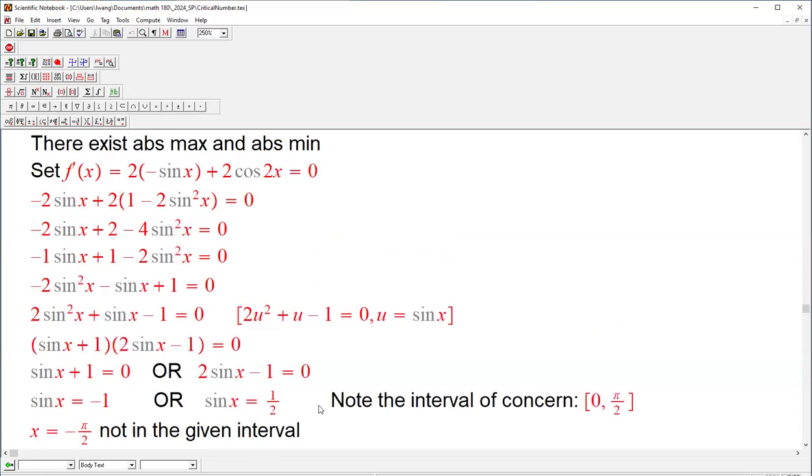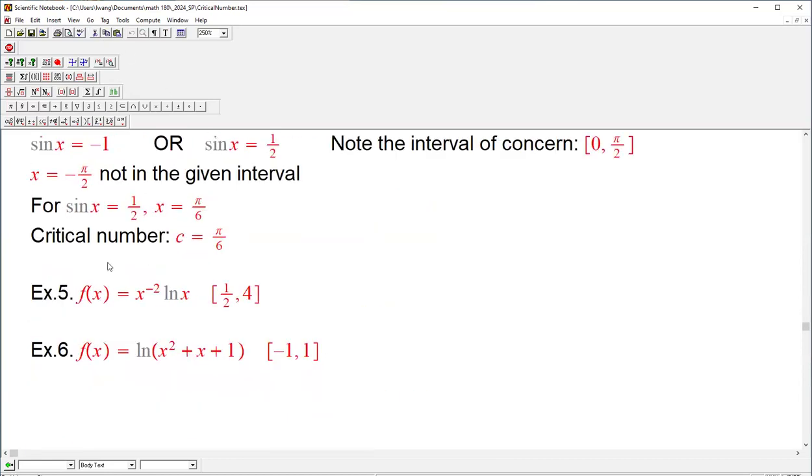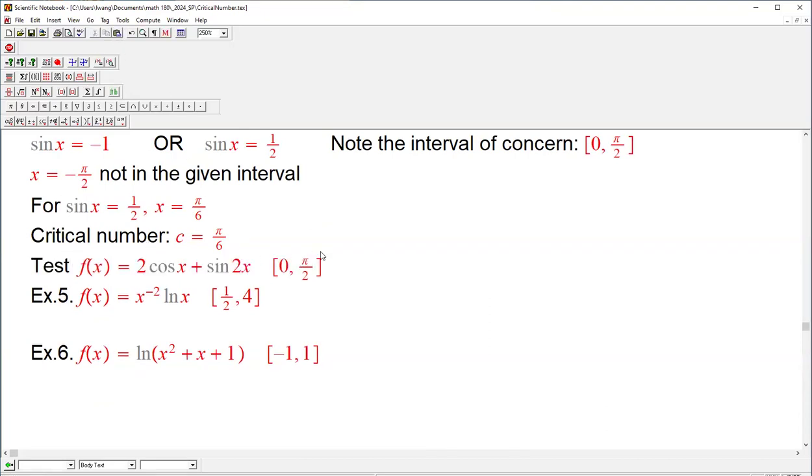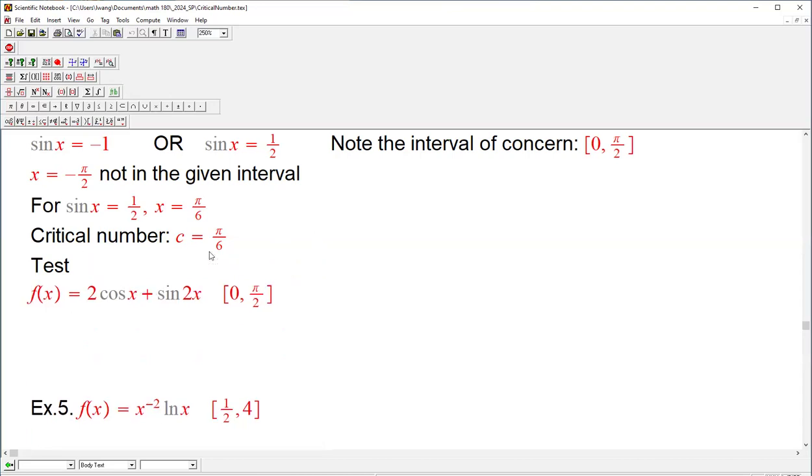So next we're going to test for absolute max and absolute min. They both exist. The numbers we're going to be testing: one is a, which is 0.